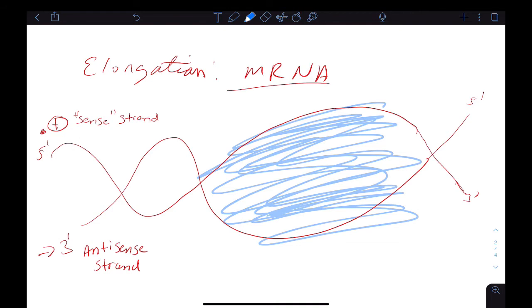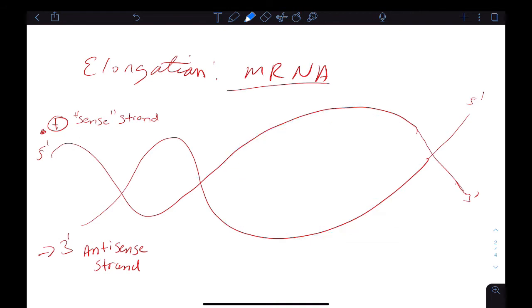Let me finish drawing this out. The positive sense strand is going to do a couple of things. It's going to be protecting this loop from exonucleases and other interfering factors that could degrade the nucleotides as they open up. So it's there as a protective measure. This positive strand acts during the process of elongation.